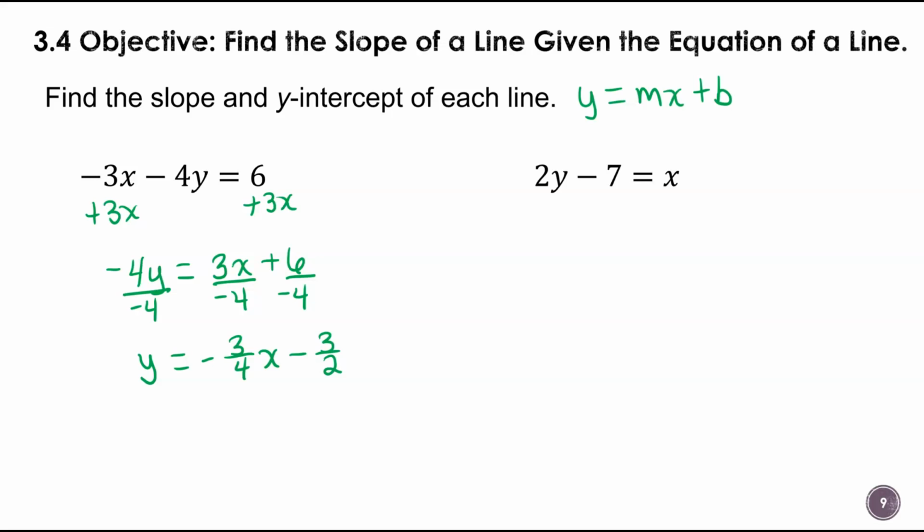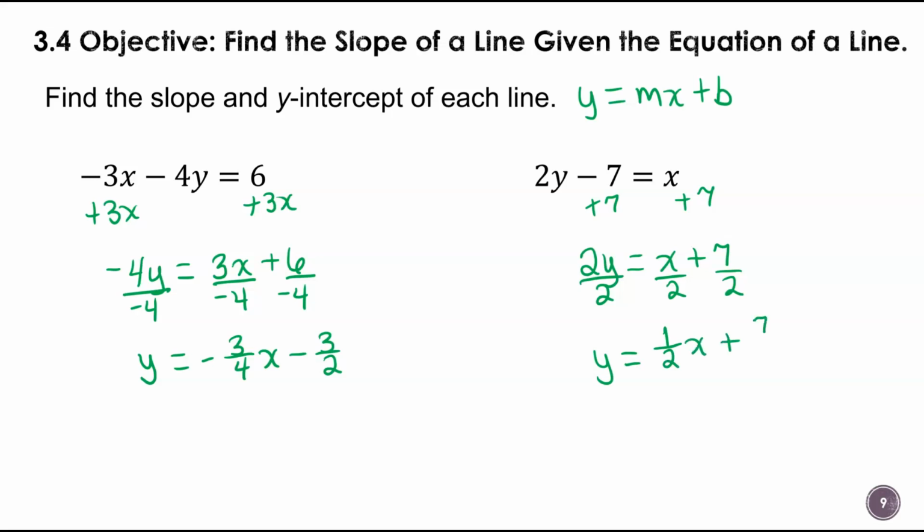On the next one, we're going to just add 7 to both sides. So we get 2y equals x plus 7. And then we divide all the terms by 2 so that we're solving for y. Now sometimes when you see x over 2, you're not quite sure how to write that. Well, that just means 1x over 2. So this would be 1/2 x plus 7/2. All right, so I'll stop this video. I'll finish this lesson starting up with the next video.